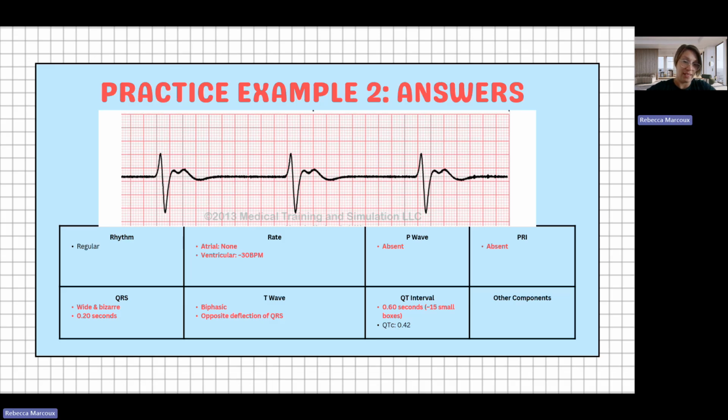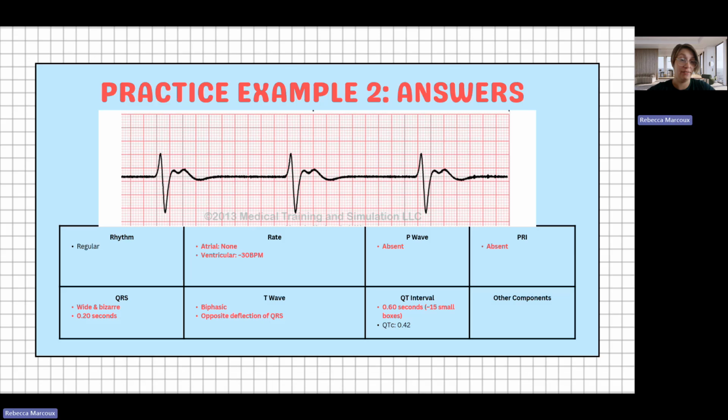The T wave, this is a typo here, it's not biphasic, it's actually bifid. So the difference between biphasic and bifid is that biphasic means it goes above and below the isoelectric line, whereas bifid means it's notched. Okay, so this is actually a bifid. That's my bad, I apologize.